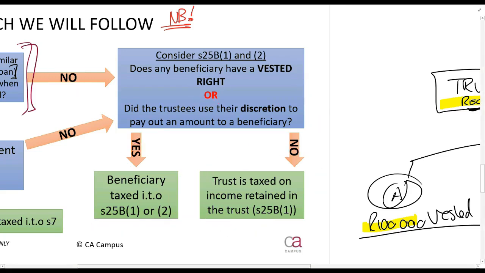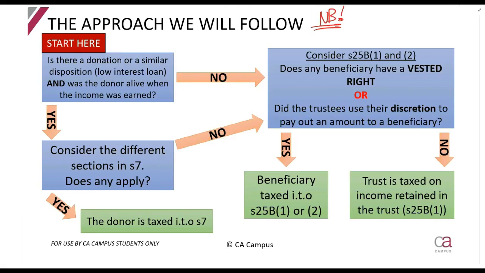Okay. Now, look, next one. Was there a donation? Is the donor alive? Yes. Then we will look at section 7. We will also look for CGT at paragraph 68 to 73. It's the same idea here, the concept. So was there a donation? Yes. We will consider these special sections. And if those special sections apply, the donor is taxed.